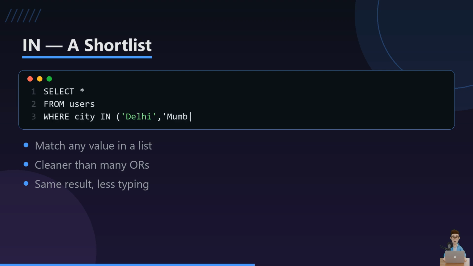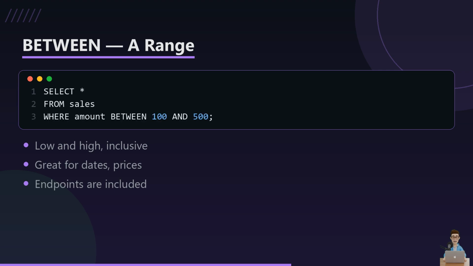IN is a shortcut for a pile of ORs. Instead of writing city equals this or city equals that 3 times, you hand it a guest list and it checks if the row is on it. This query is exactly the same as 3 OR conditions, just far easier to read. Clean.